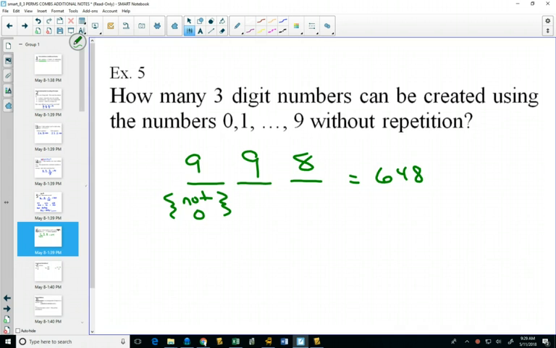The other way you could do this is you could start at 100 and write all 3-digit numbers out and then just cross out the ones that repeat. If that's quicker for you, perfect. But I think this is a little bit faster.